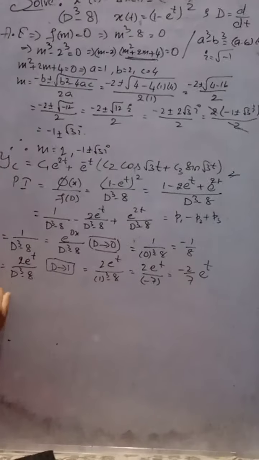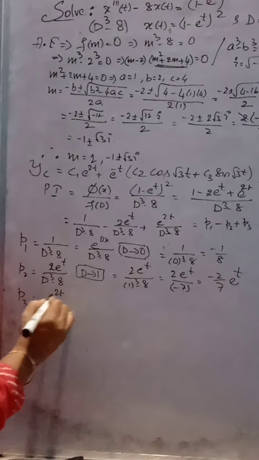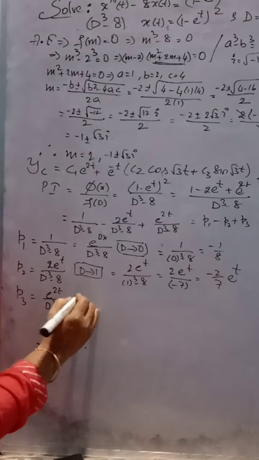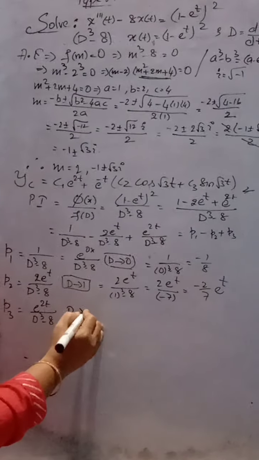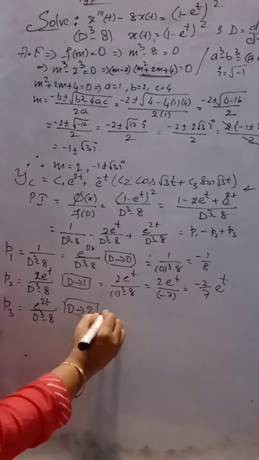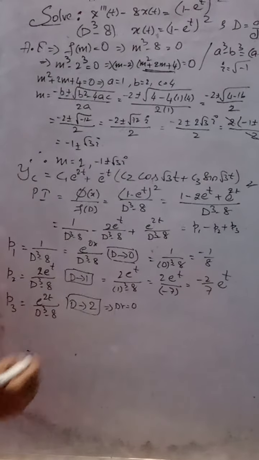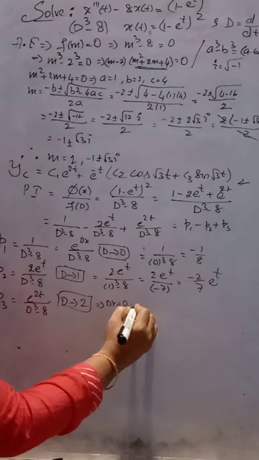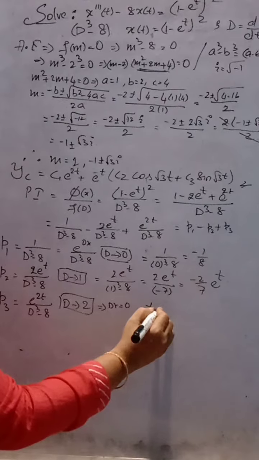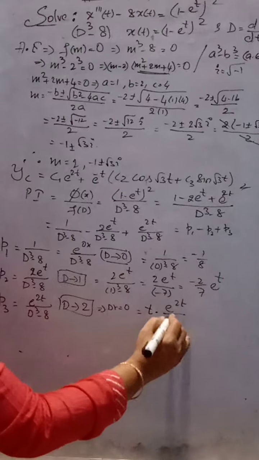Understood? Next, coming to the third one. What is the third part here? E power 2t the whole divided by D cube minus 8. So again here we need to put D replaced by coefficient of t in the exponential form. But observe here, if I put D as 2, then I'm going to get my denominator equal to 0. Why? Because 2 cube minus 8 is equal to 0. So what am I supposed to do? I have to take x into, but instead of x, my variable here, the independent variable is t. So t into e power 2t divided by f dash of D.